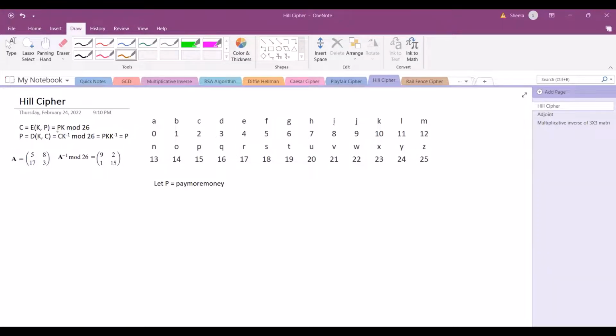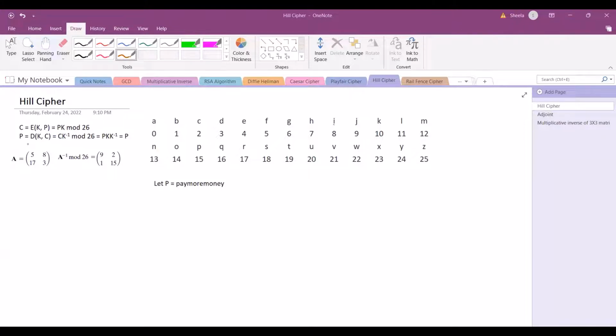Every letter in the plain text is represented by its corresponding number. We know that we give numbers to the alphabet from A to Z as 0 to 25, as I mentioned here. Now, before that, we are forming the encryption.